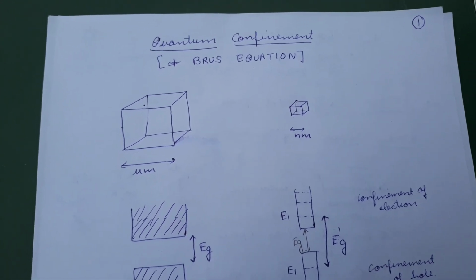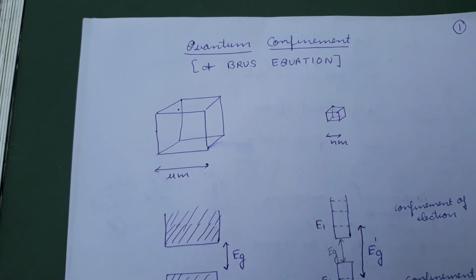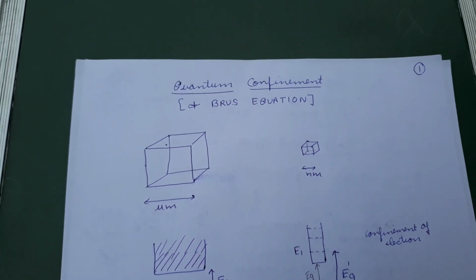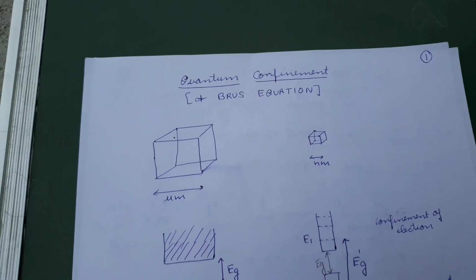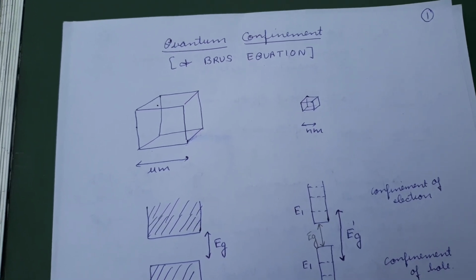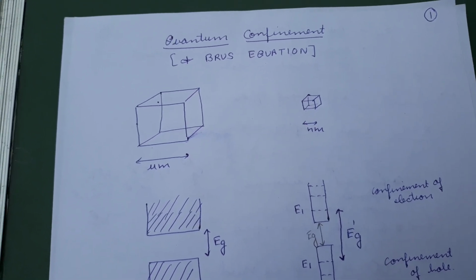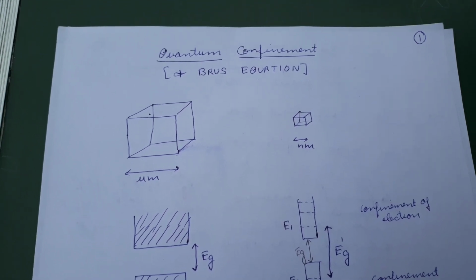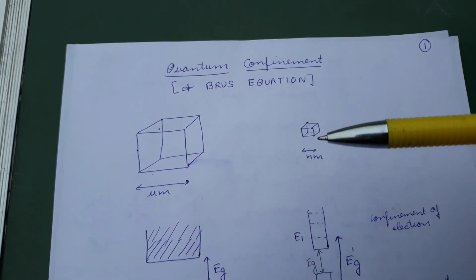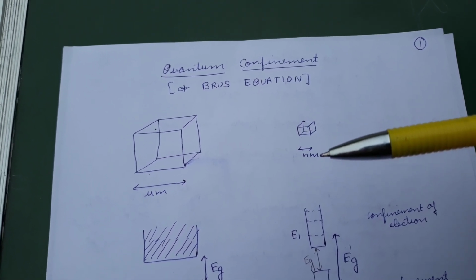Today we are going to study about quantum confinement and the Brus equation. We know that when we are talking about nanomaterials, there are two very prominent effects which we have to take into consideration. The first one is the quantum confinement effect, and the second one is the surface effect.